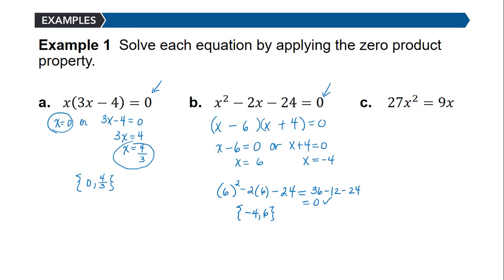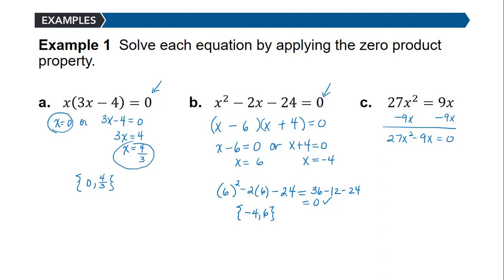Another example, part C, is 27x squared equals 9x. This equation is not in the standard form. We don't have one side equal to 0. The first step then is to subtract 9x from each side to write the equation as 27x squared minus 9x equals 0. And now we need to factor the expression 27x squared minus 9x.